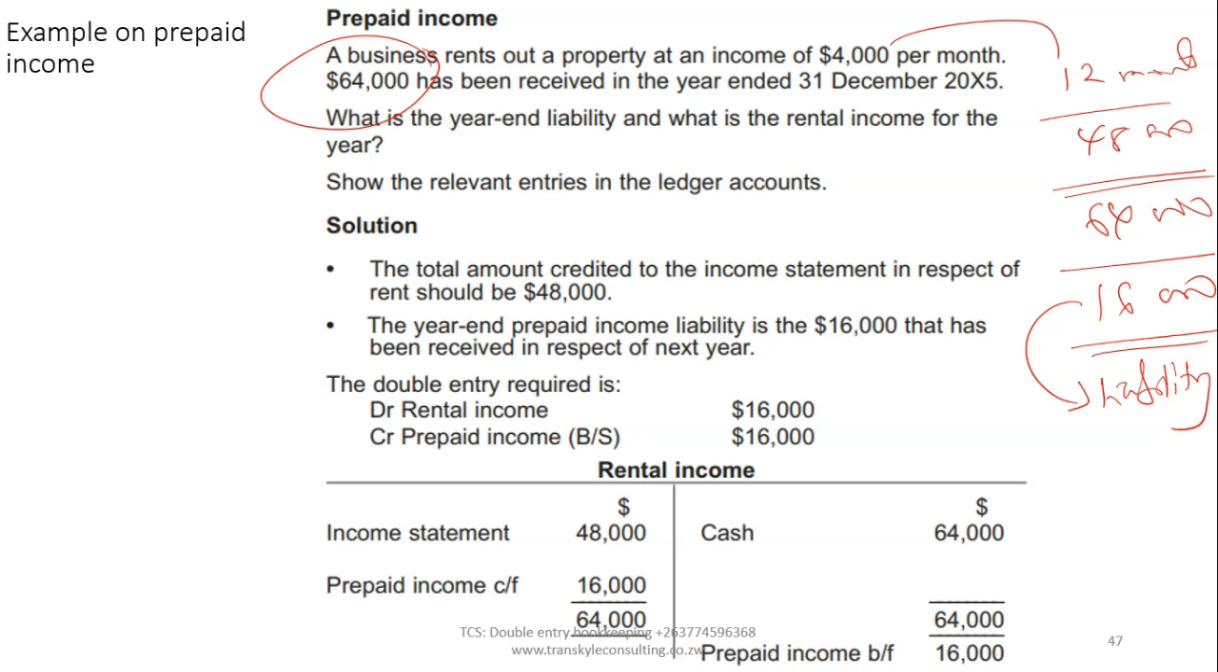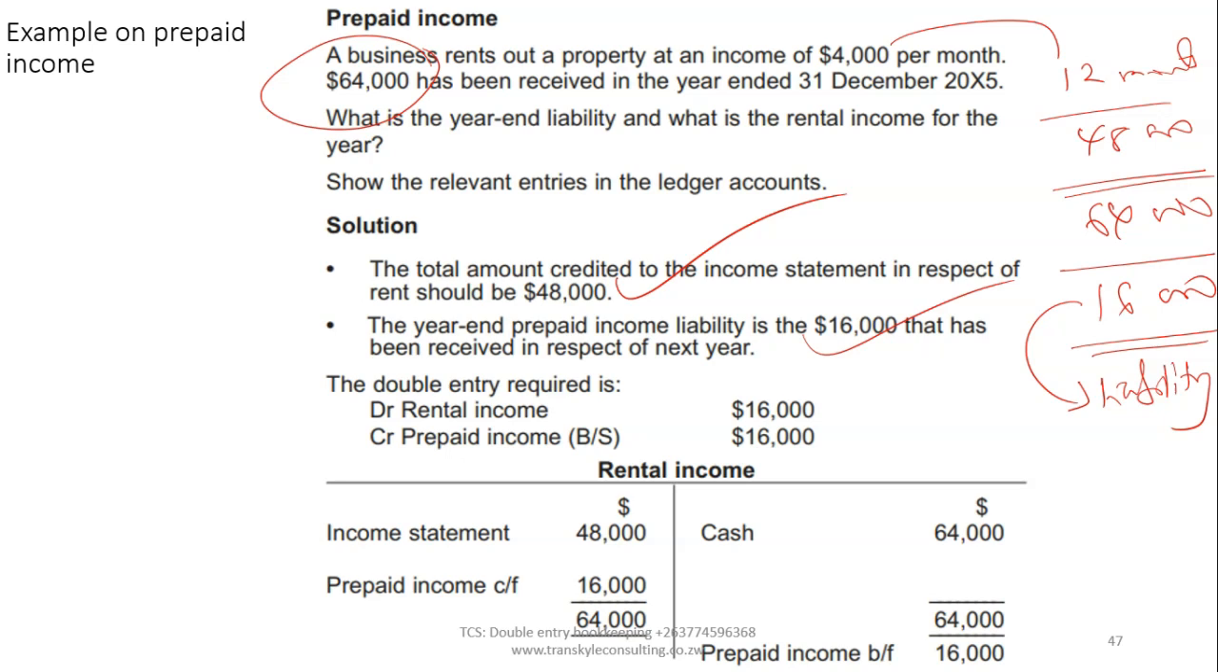So the true amount credited to the income statement in respect of the rent should be 48,000. This should appear in the statement of profit or loss. And then the year-end prepaid income liability is going to be 16,000 that has been received in respect of the next year. The double entry required is debit rental income 16,000, and then credit prepaid income 16,000.